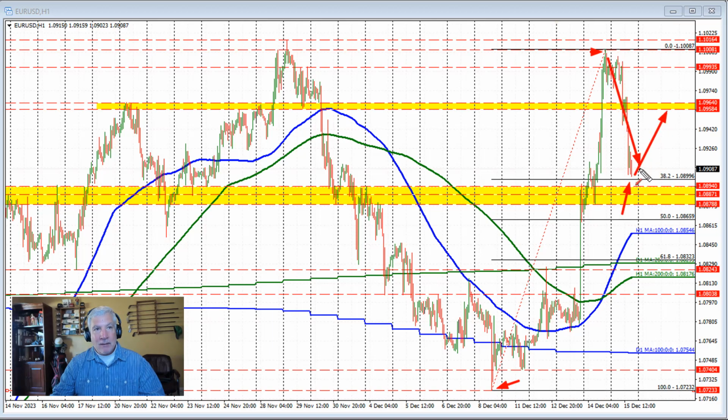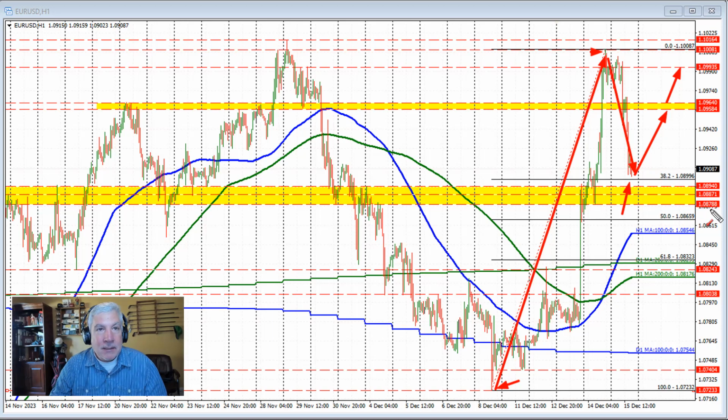If it's able to do that, that would keep the buyers firmly in control, and would have traders looking toward this swing area to get to and through on the topside. Alternatively, the price can break below the 38.2 and start to retrace back down toward this swing area right through here, down to 1.0878, and maybe even to the 50% retracement level of the same move to the upside at 1.08659. So that's the downside projection.